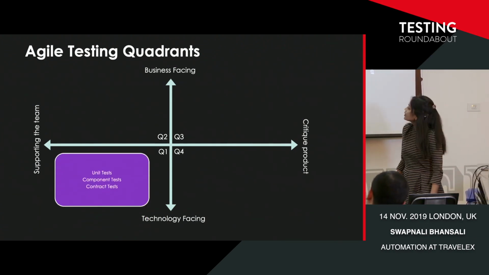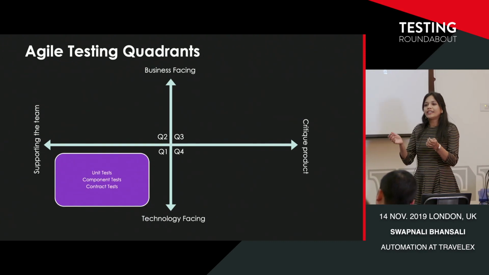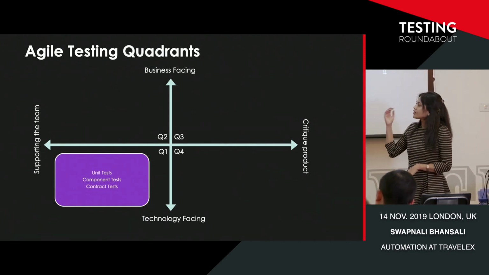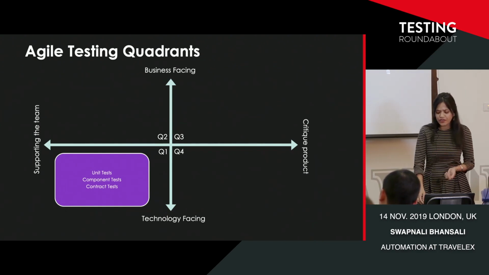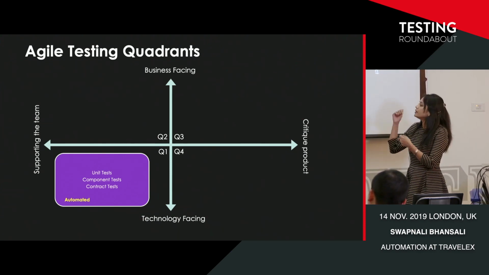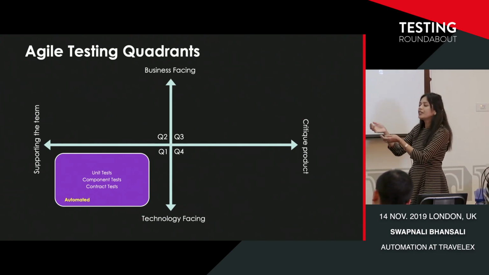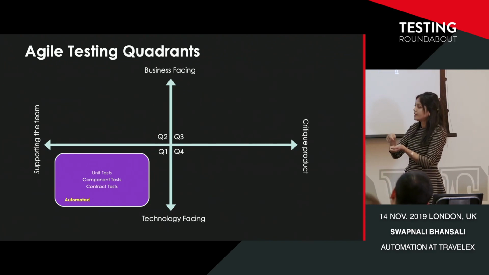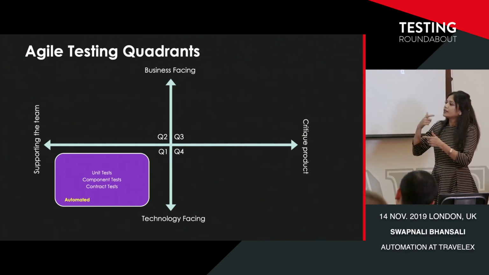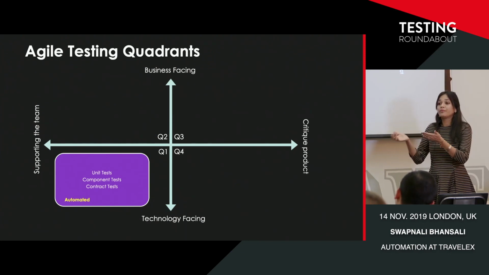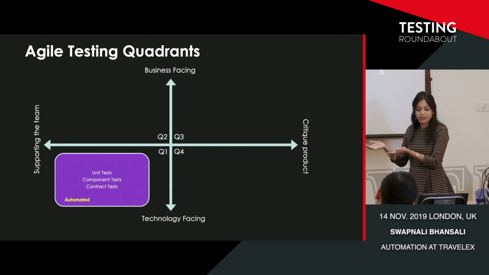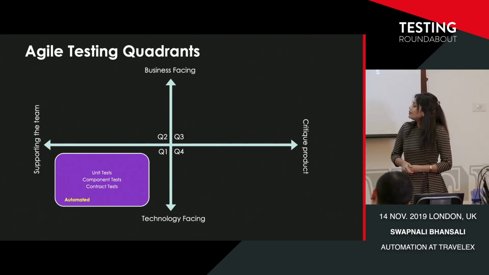So the first one, Q1, is basically what I call story level or task level testing. So you have unit tests, component tests, contract tests, generally written by the developers. Everything is automated. The developers write the tests, and they generally use the same tool that they're using for the development. So these tests basically give continuous feedback to your developers, and because they run instantly, they improve the design of the system as a whole.